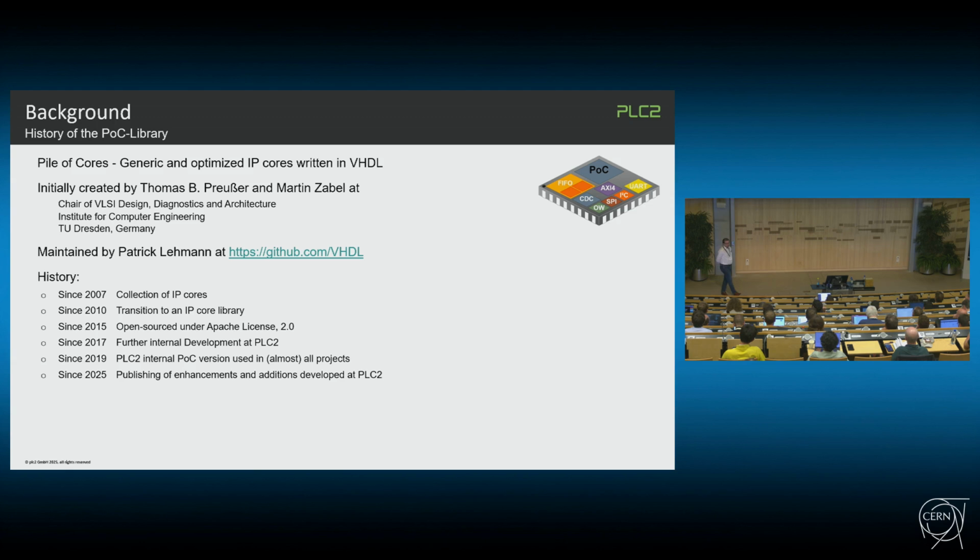So originally we started in 2007, so it's quite old. It was internal to the university, and it was then transitioned around 2010 to a library, so that every IP core is based on a lower level IP core and everything makes sense. It's not just a collection of IP cores, it's really a library, which is essential when you want to use it. In 2015, we started then to open source it with the Apache 2 license.